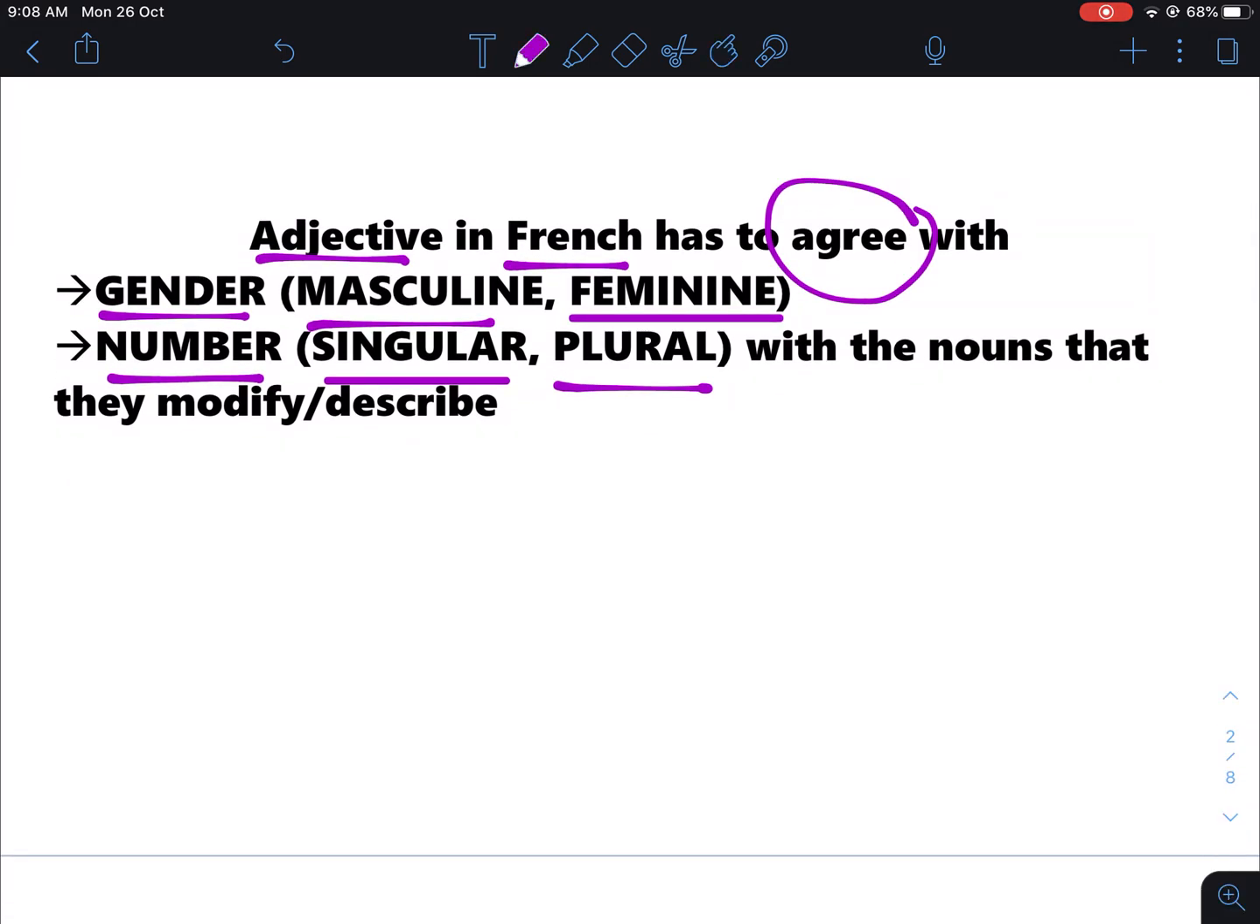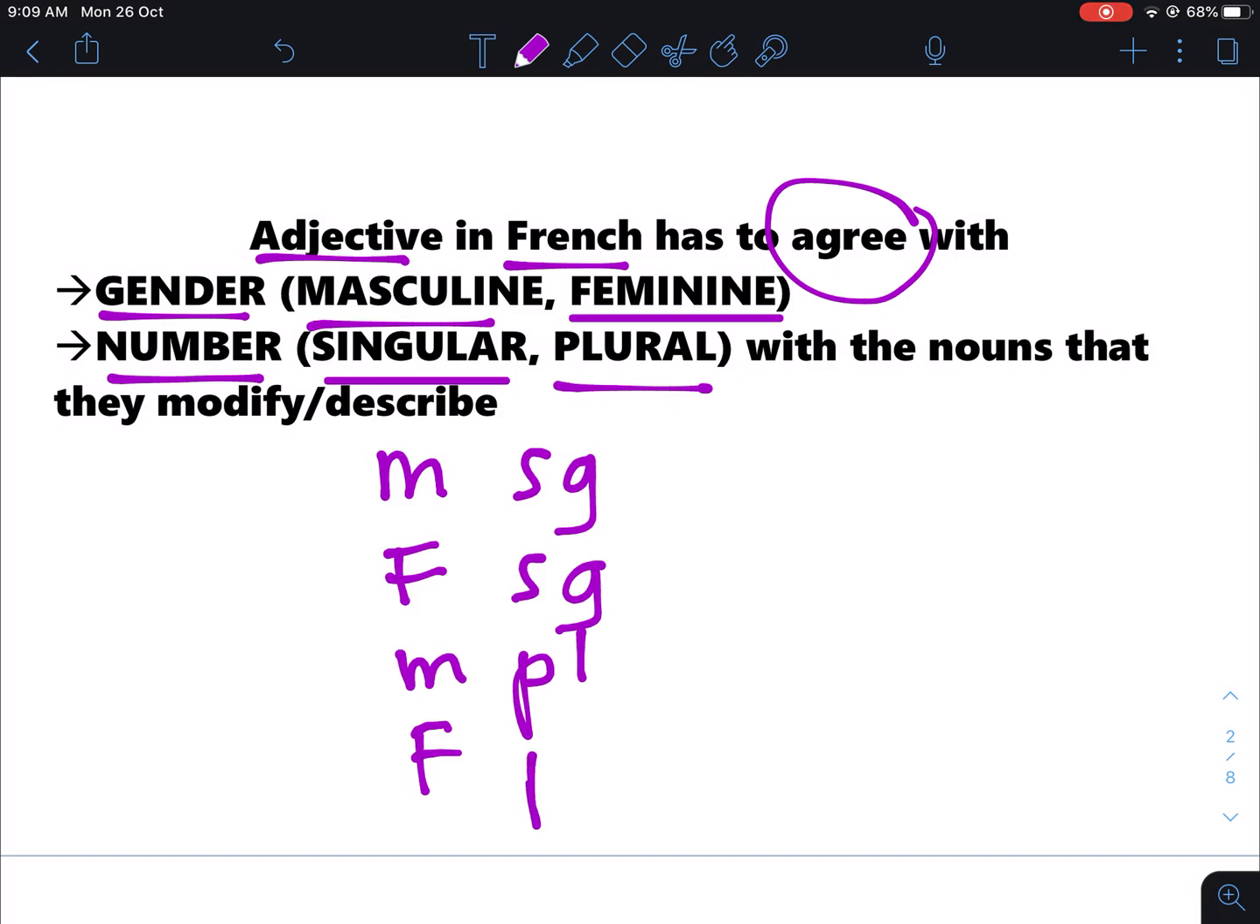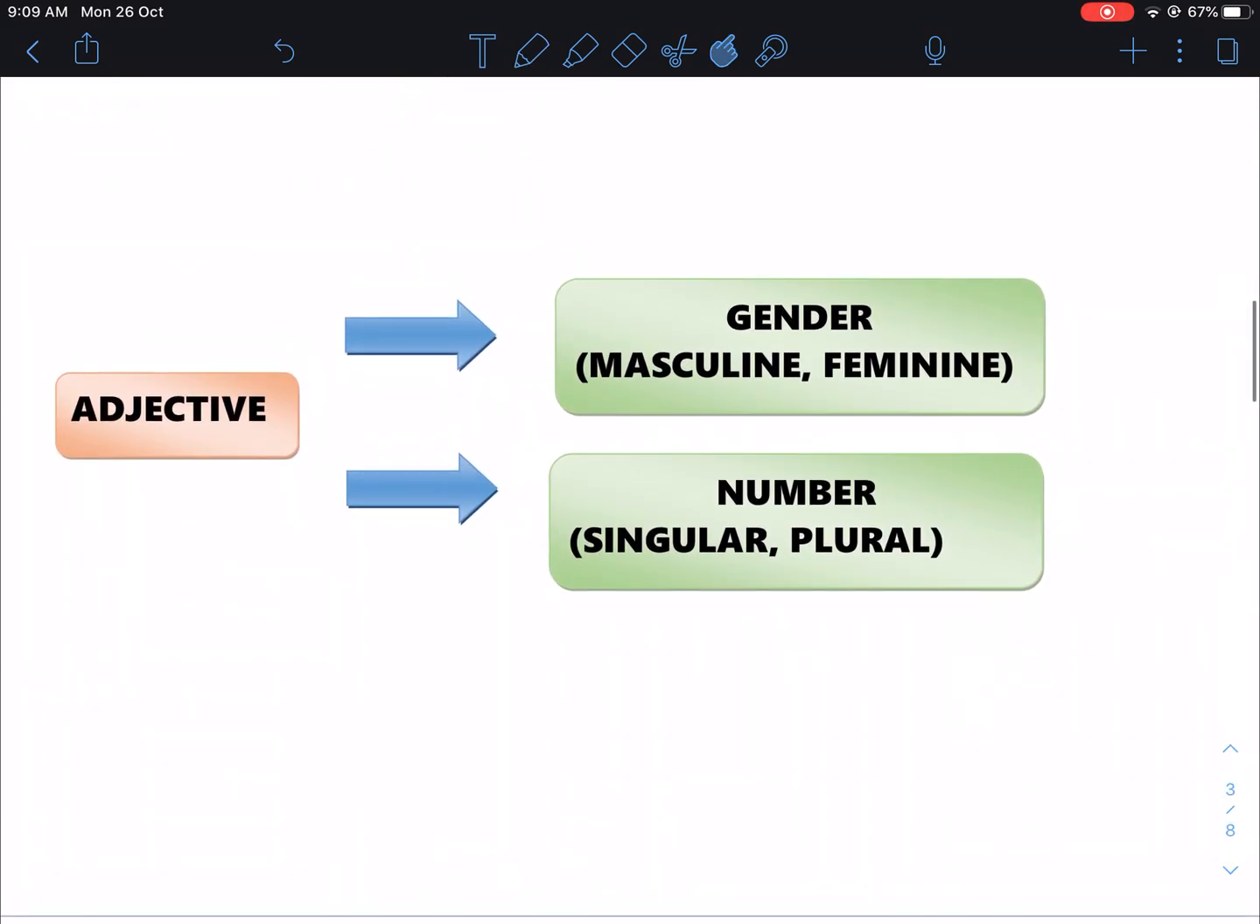In French, the adjective can be masculine singular. It can also be in feminine singular form. It can be in masculine plural form and feminine plural form. There are 4 forms here, all right? 4 forms of adjectives in French. Now, let's look at the next slide to understand better.